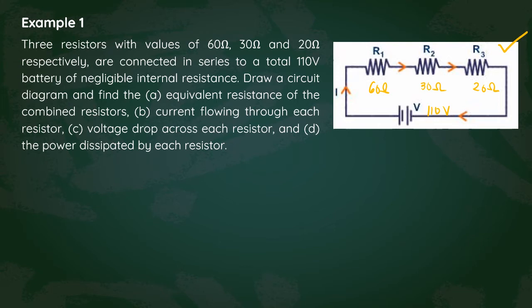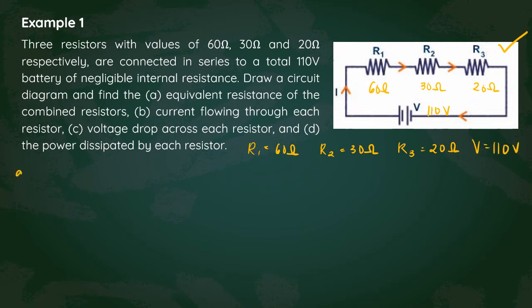So let's solve for those unknown quantities. Well, our given values, of course, you have your resistances. So you have R1, which is 60 ohms. Then you have R2, which is 30 ohms, and R3, which is 20 ohms. And of course, you have your V total of the circuit, which is 110 volts.